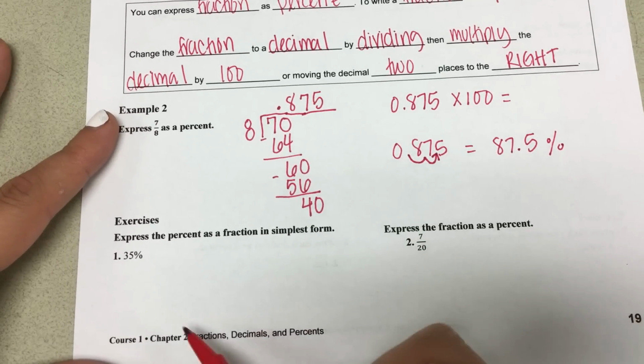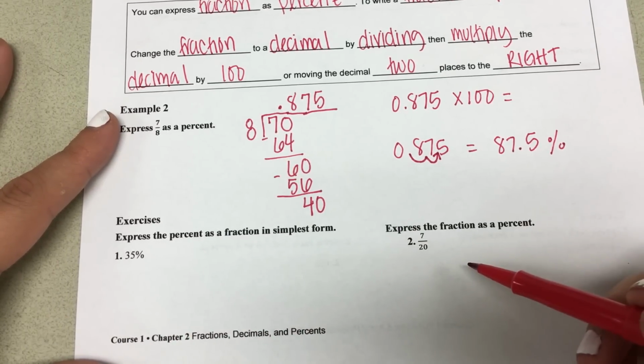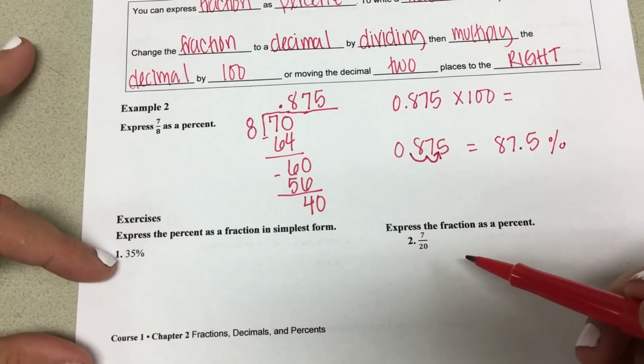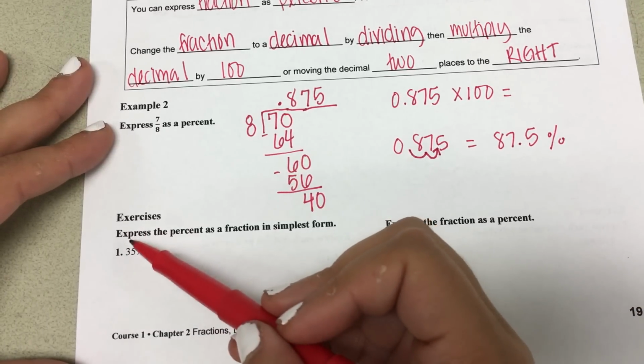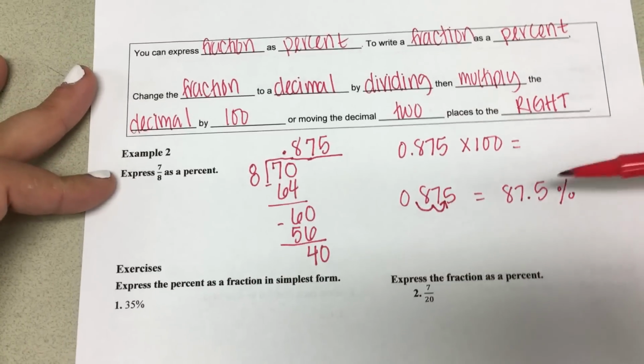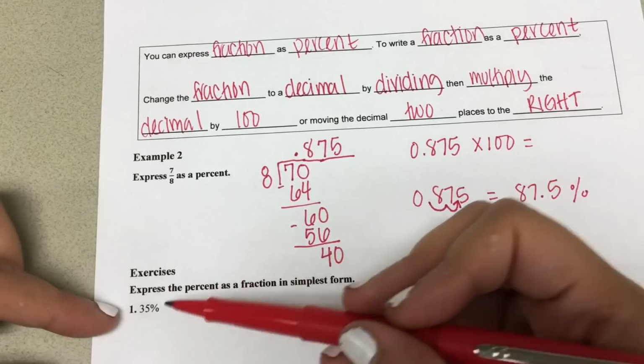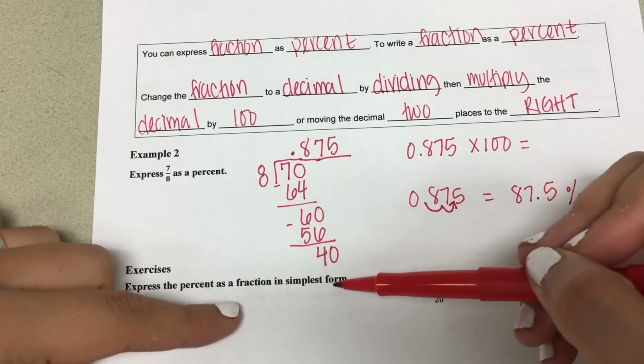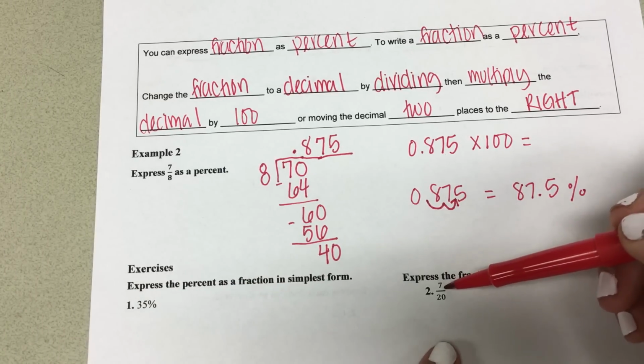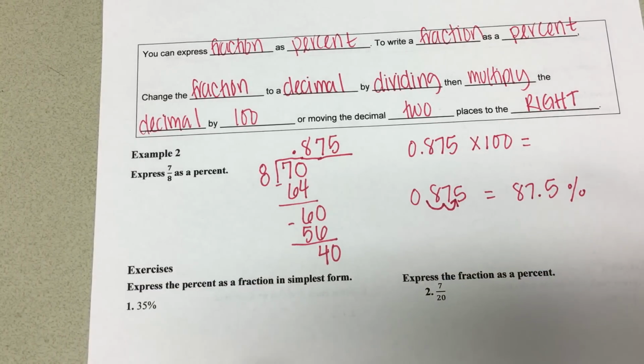Now, I have 2 examples here at the bottom. In order to receive full credit, you must work these out just as I did above by yourself. Okay, change the percent to a fraction in simplest form and the fraction to a percent. Okay?